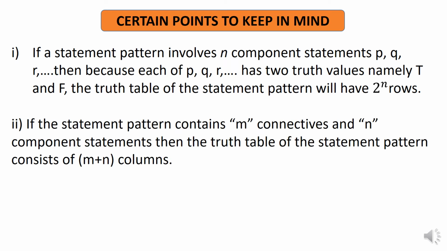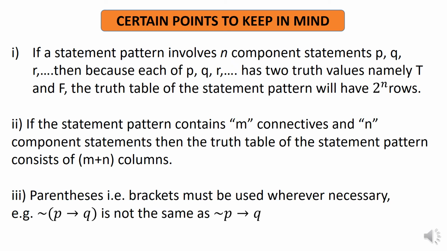If the statement pattern contains m connectives, the number of connectives is m and the number of component statements is n, then the truth table will have m plus n columns. This will become clearer to you as we do certain sums. Similarly, parentheses, that is brackets, must be used wherever necessary. You can see in the example given here how putting a bracket makes all the difference in a statement pattern.